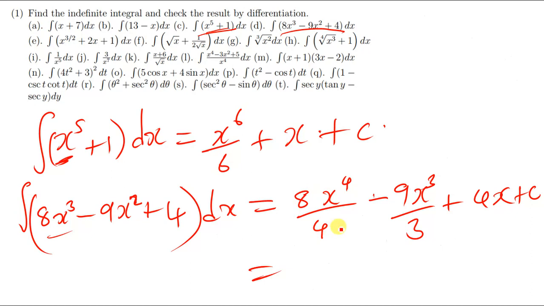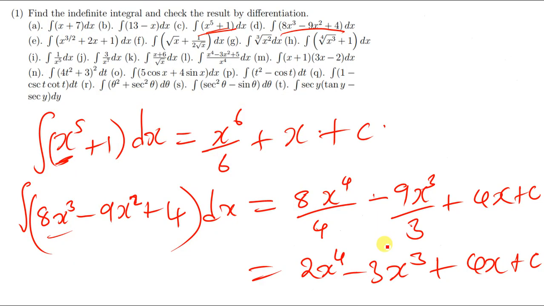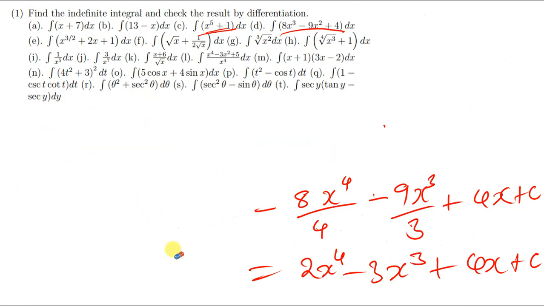So the first one here will give us 8 over 4, this will be 2x to the power 4, 9 over 3 will be 3, and then we have x to the power 3, then we have 4x plus c. So this is how you do the integration. It's very simple. Let's quickly move on to the next one.